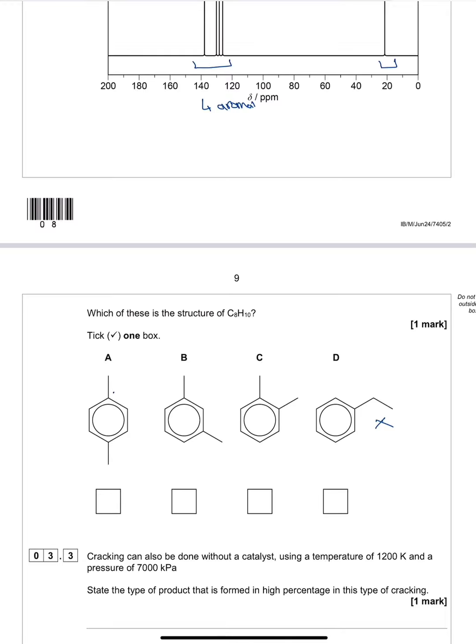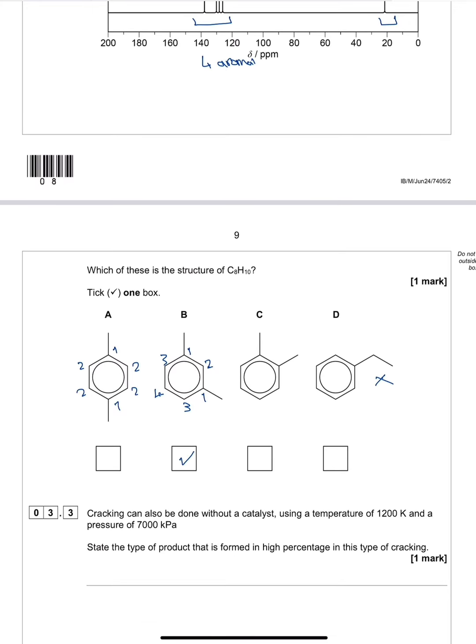For the first one, we're going to have 1, and then all the other carbons will be chemically equivalent, so we're only going to have 2 signals. For the second one, B, this is 1, and then this is 2, and then that is 3. These two are chemically equivalent, and this is 4. So this one has 4 different aromatic carbons. So this is the correct answer.